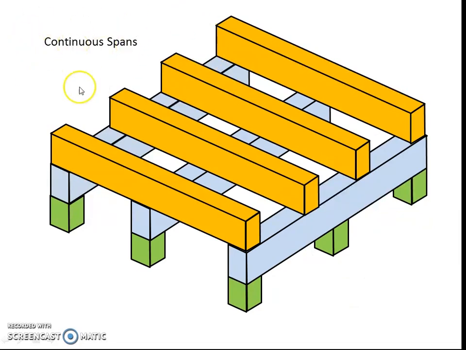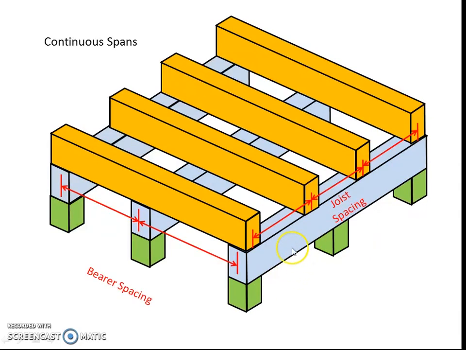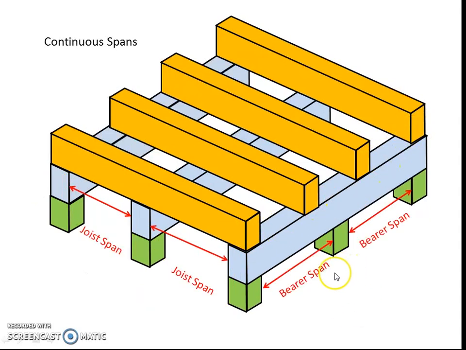Let's look at continuous spans. I've thrown an extra bearer in. There's an extra stump in. So this bearer now continues over a middle support. So you can see our spacings are measured the exact same way, center to center for our spacings, center to center of the joists, no change there. But our span, again, is from inside of support to inside of the support.